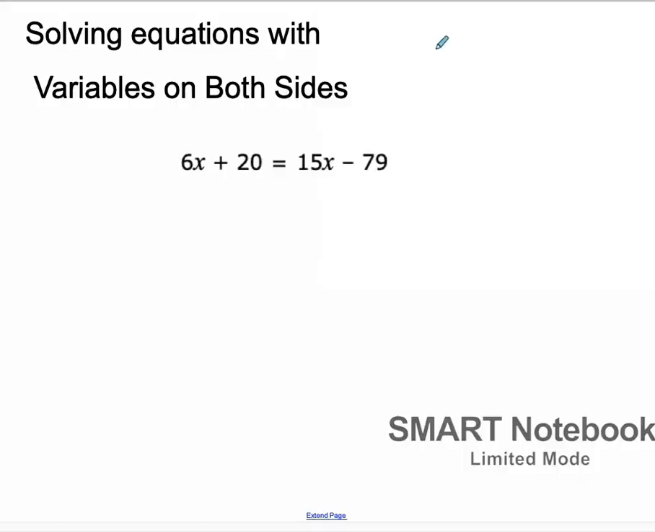Today we're solving equations with variables on both sides. So here we have the x's on both sides. We have 6x and 15x. So we can start by subtracting 6x from both sides.